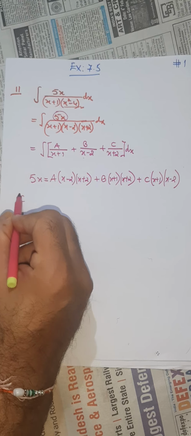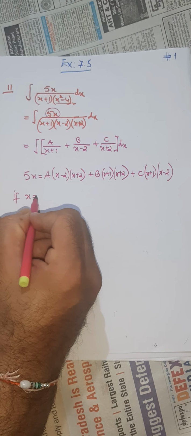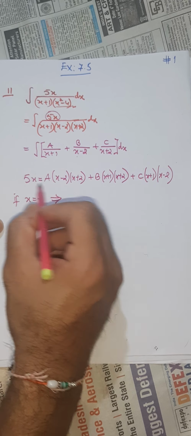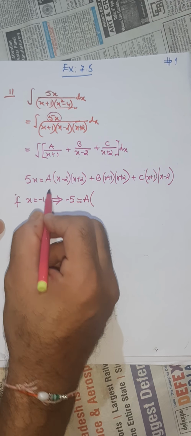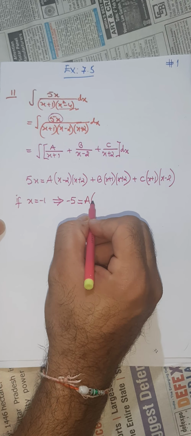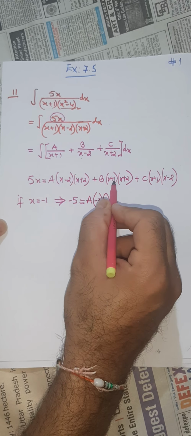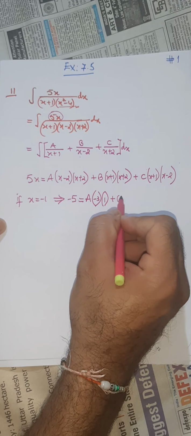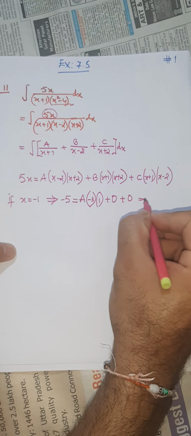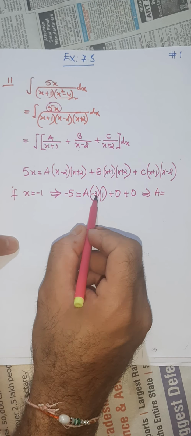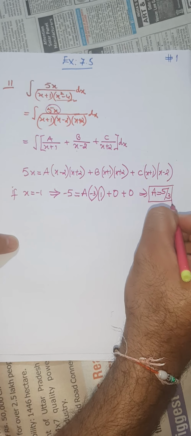You know what the procedure is. Take x equals to minus 1, so this becomes 0, and place it in the above expression. So left hand side is minus 5. Here A into minus 1 minus 2, minus 3. Here, because of minus 1, this is 0, here this is also 0. So you have the value of A, which is how much? Minus minus will get cancelled, 5 by 3.